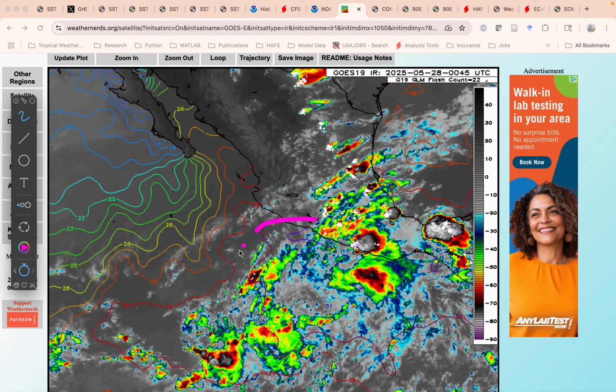We have this area 90E, sort of a very broad disturbance here south of Mexico. This developing center is somewhere in this region. It's going to be moving off to the northwest here. You can see as it gets up to the northwest that the SST falls off. There's a pretty sharp SST gradient here. So that'll be something to keep in mind.